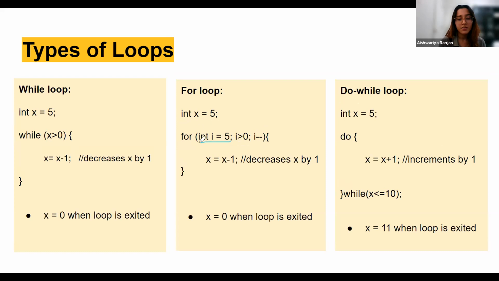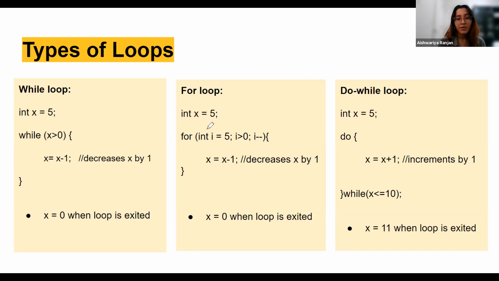The first is the initialization, what we're beginning with. The second is the stopping condition. And the third is what we're updating i with after each iteration. So we begin with i is equal to 5, and we're going to run this loop while i is greater than 0. And for each iteration, we're going to decrease the value of i by 1.